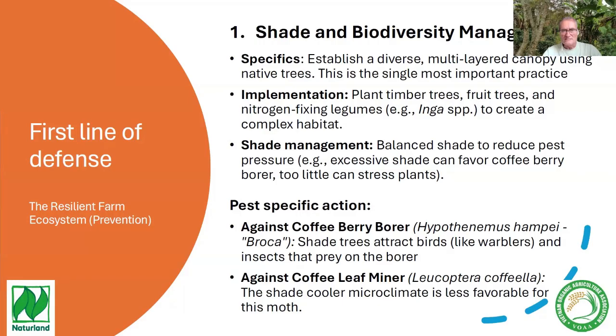And as was already said, some pest-specific actions. If you have shade trees, they may attract birds or insects and they prey on certain pests like the coffee berry borer. We will hear a bit more about this pest, Hypothenemus hampei, a bit later on. And also coffee leaf miner may also be controlled by a shade that is cooling down the microclimate in the coffee plantation.